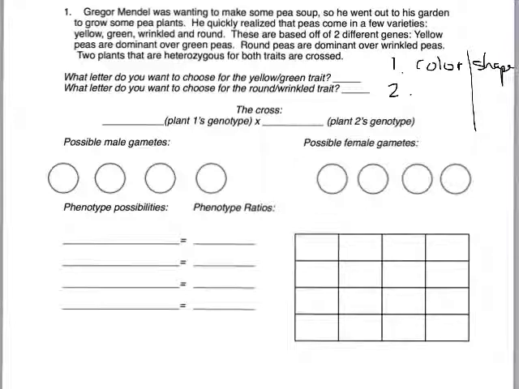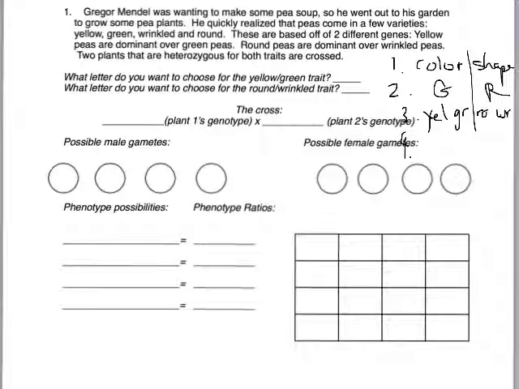Step 2, you're going to pick a letter for those. So for color, I'm going to use G, and for shape, I'm going to use R. Step 3, you got to put out the options. So there's 2 options for color. There's yellow, and there's green. For shape, there's round, and there's wrinkled. So those 3 steps are just the same as we did before.